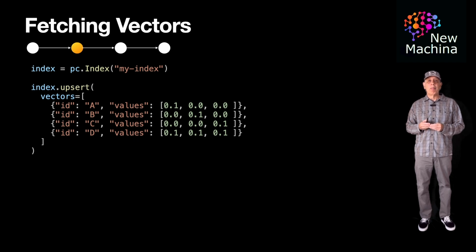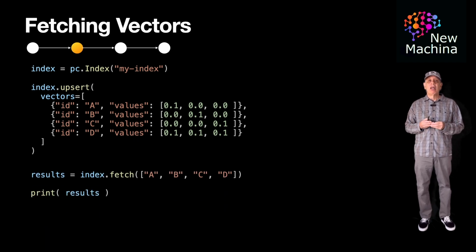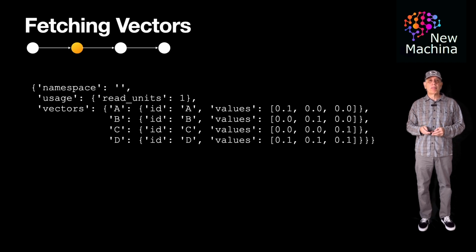After this, I read them back using a fetch operation. You can fetch up to 1,000 vectors at a time. Pinecone is eventually consistent, so there can be a slight delay before new or changed records are visible to queries. When I make my fetch call, I pass in the IDs for my 4 vectors. The fetch call returns results back and then prints them out to the console.